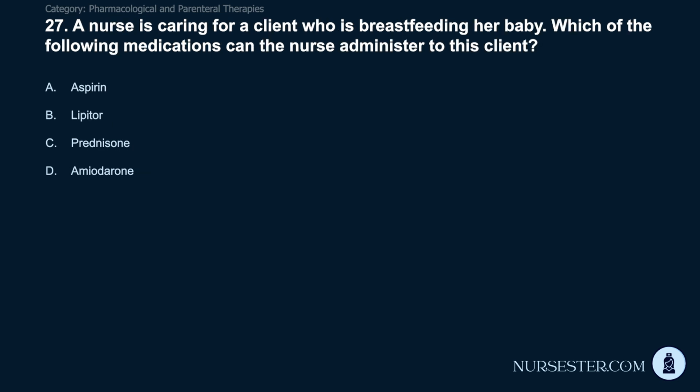27. A nurse is caring for a client who is breastfeeding her baby. Which of the following medications can the nurse administer to this client? A. Aspirin. B. Lipitor. C. Prednisone. D. Amiodarone. Correct answer, C.